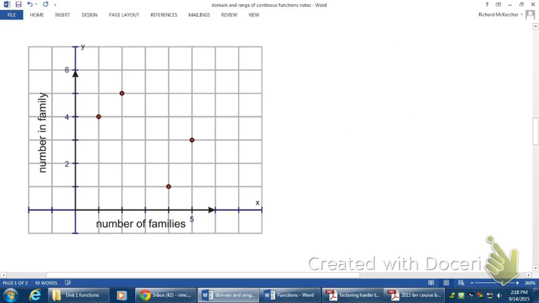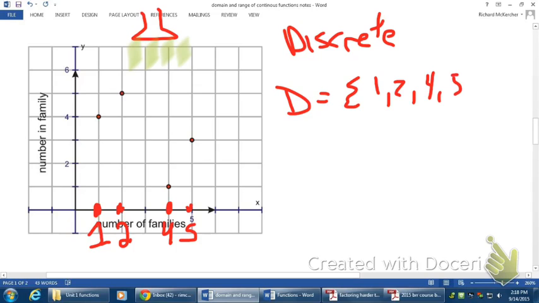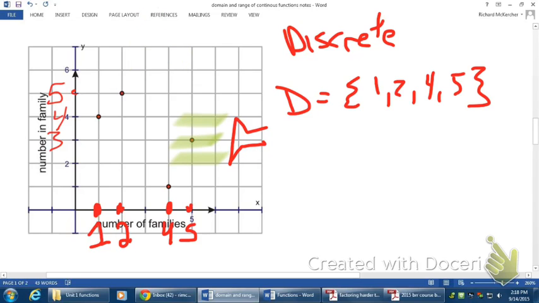Another, this time, discrete or continuous. It's discrete. Obviously, we're just talking about points. If I shine down, the only places that are covered are 1, 2, 4, and 5. And if I shine from the side, then the only places that are covered are 5, 4, 3, and 1. So my domain and range.